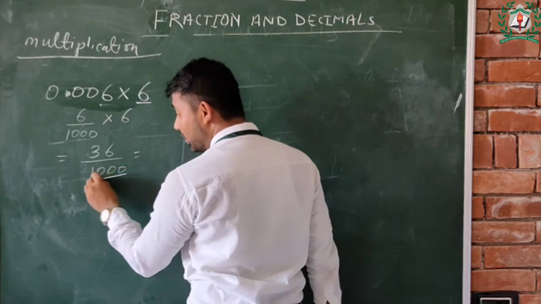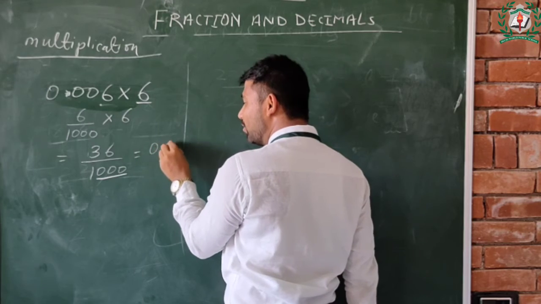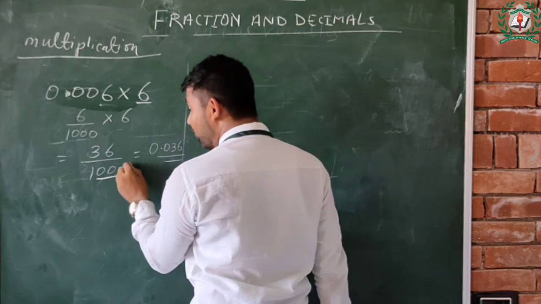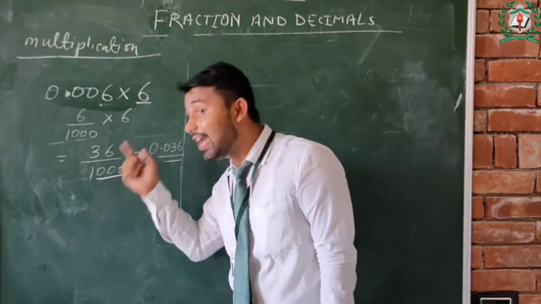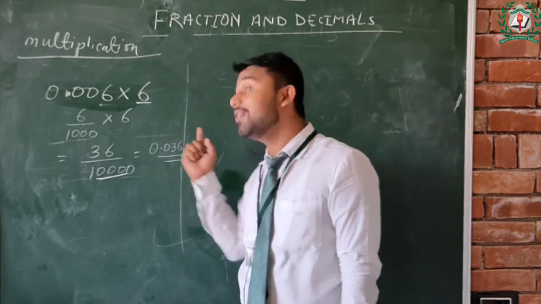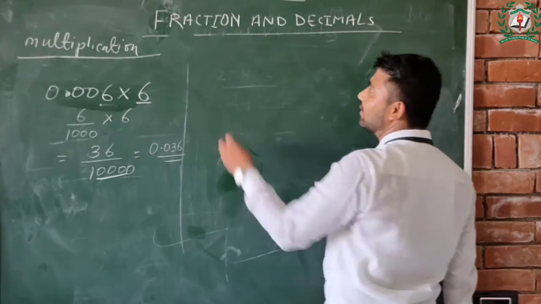So if there are three 0s, the decimal will be in the third place: 0.036. If there are four 0s, then the decimal will be in the fourth place. If there are five 0s, then the decimal will be in the fifth place. Got it students? Now we will take a division question.